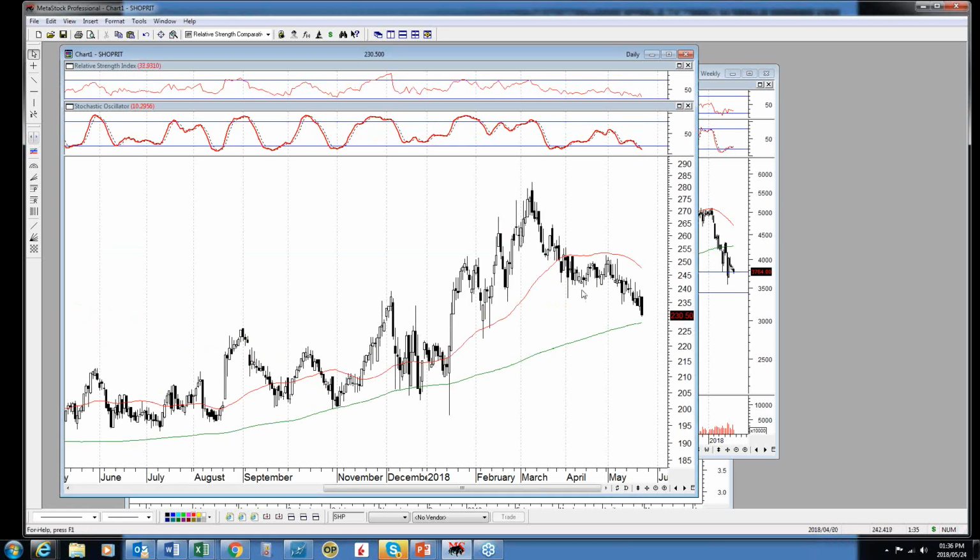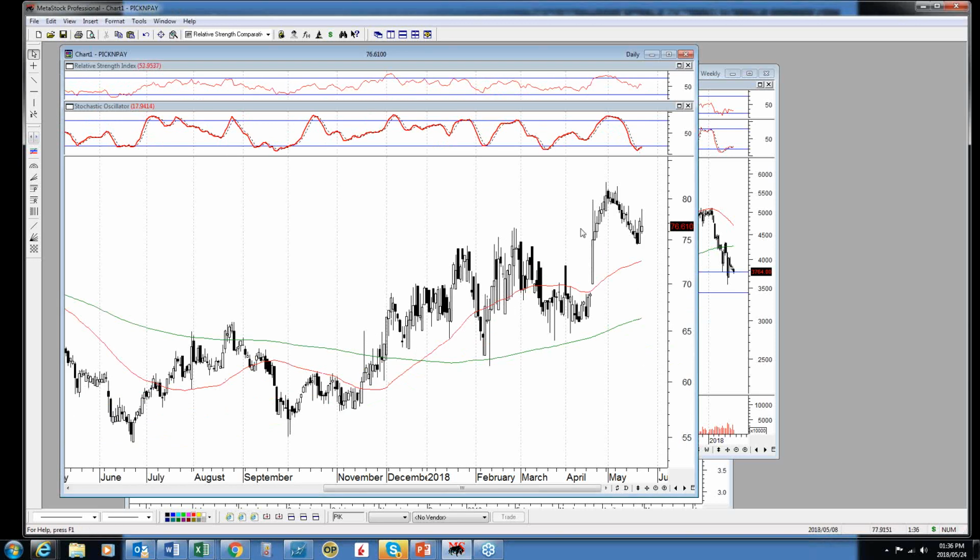ShopRite has got a bit of a weaker chart pattern, and it looks like it's coming down to visit its 200-day moving average now. Whereas if you look at Pick and Pay, it's a much stronger technical setup at the moment. So I prefer Pick and Pay right now over ShopRite.